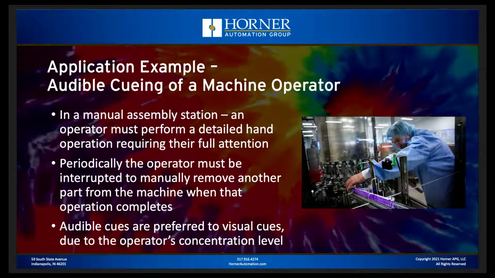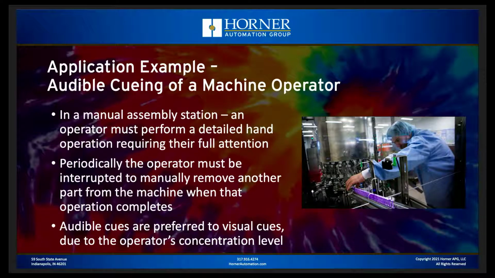But let's say we've got a scenario in a relatively quiet manufacturing environment where we have an operator that is performing a detailed hand operation that takes a fair amount of time, and it requires their full attention. So they're not looking at a screen, they're not looking at LEDs, they're looking at their work very closely. And then periodically, let's say that instead of having another operator that's just standing around for a lot of time, there's another part that needs to be unloaded from the machine when another operation is complete, and the system is designed such that the operator doing that hand operation needs to be interrupted briefly so they can go in and manually unload that part and continue on. Okay, so that's the scenario we're talking about here.